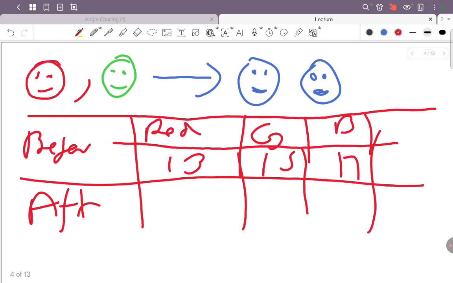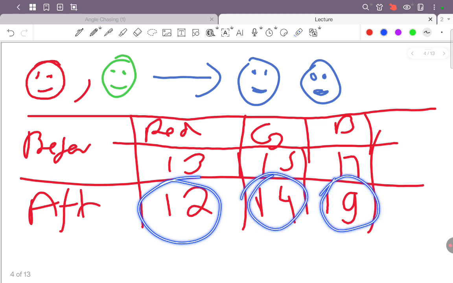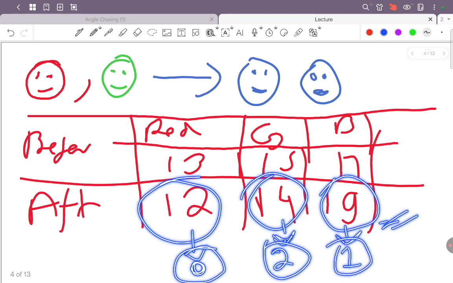After that, one red decreased, one green decreased and 2 blue increased. So that will be 19. What happened? Are you able to see something in these numbers? 12, 14, 19. Let us see the remainders. This will give remainder 0, this will give remainder 2 and this will give remainder 1. What did you see? Remainders are the same. Okay.